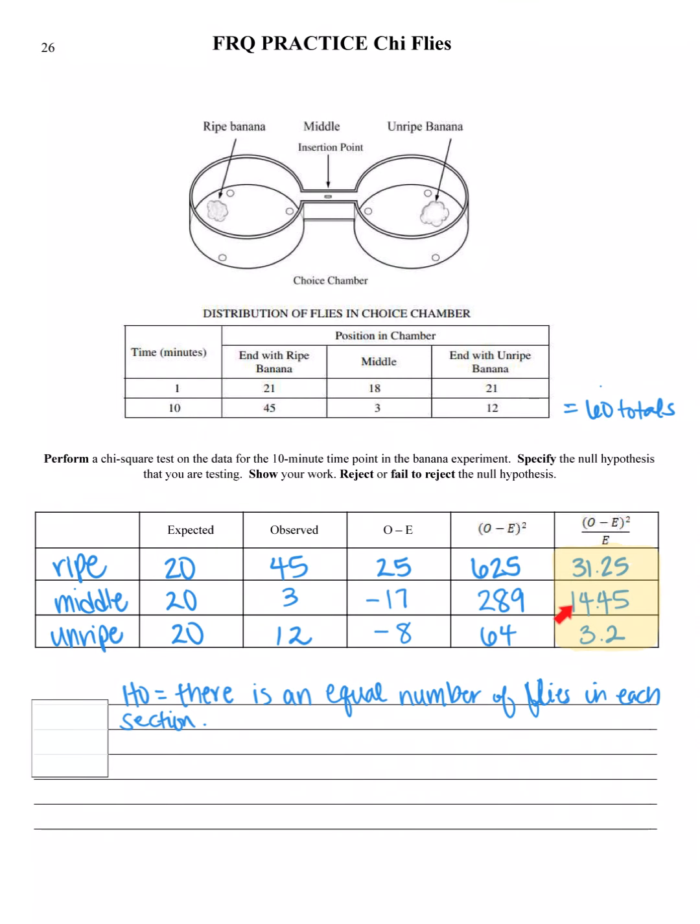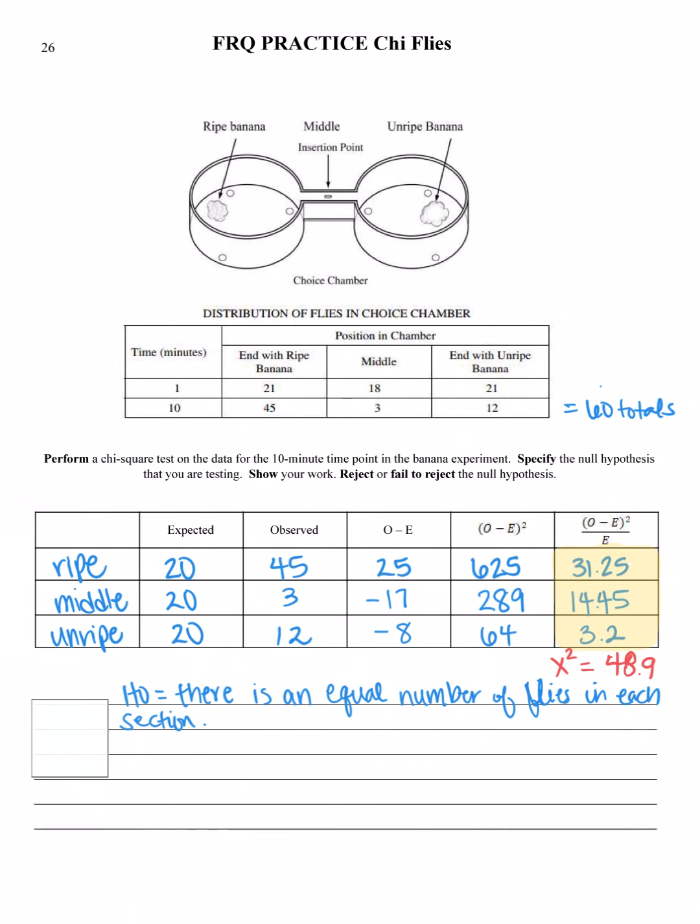So 31.25 plus 14.45 plus 3.2, that value, when we add this column up, that is going to be our chi-square. So this is the chi-square, 48.9. But what does that number mean? When we write our conclusion, we have to include how we interpret this chi-square. And in order to do that, we have to look up a critical value on the table on our formula sheet. Given the fact that there are 3 options, the degrees of freedom is equal to 2.